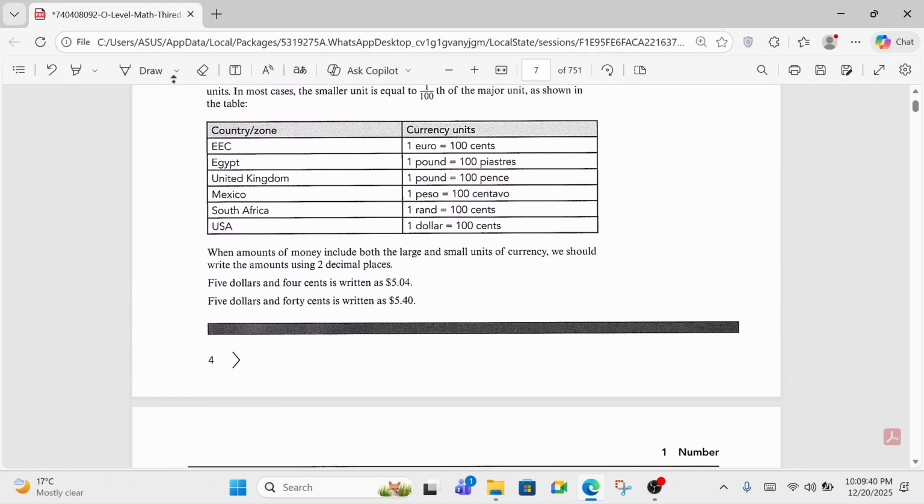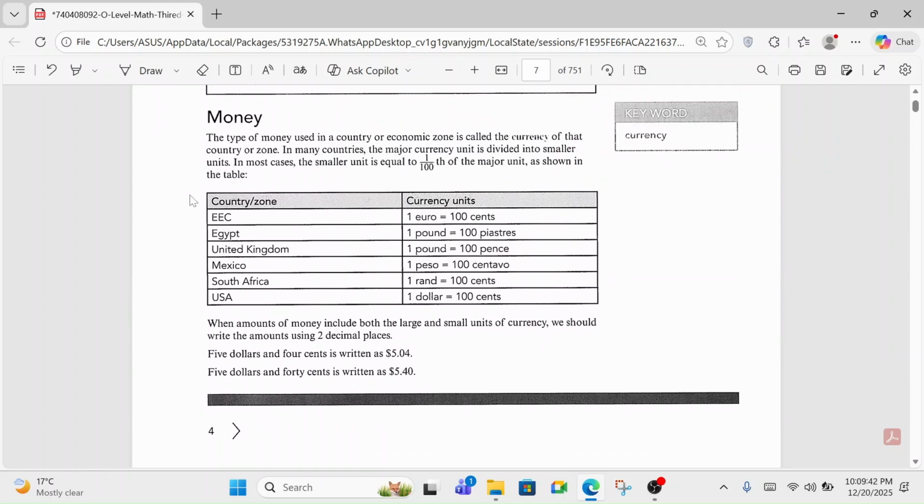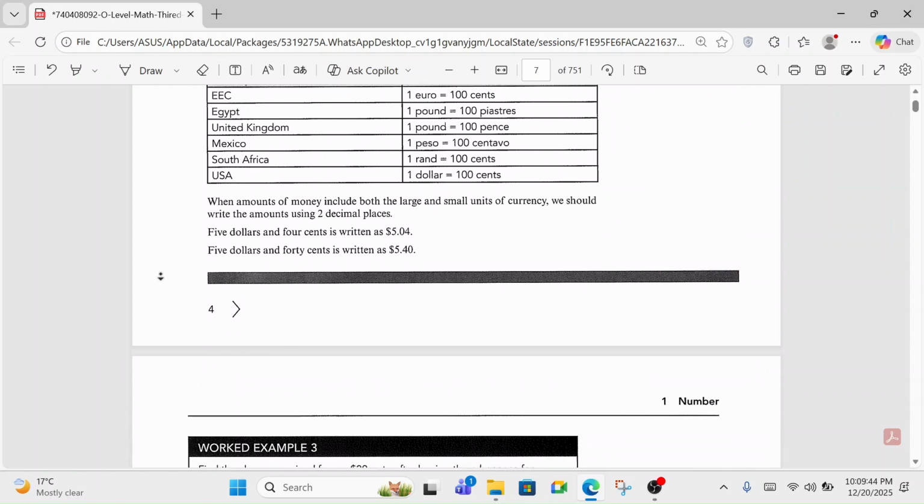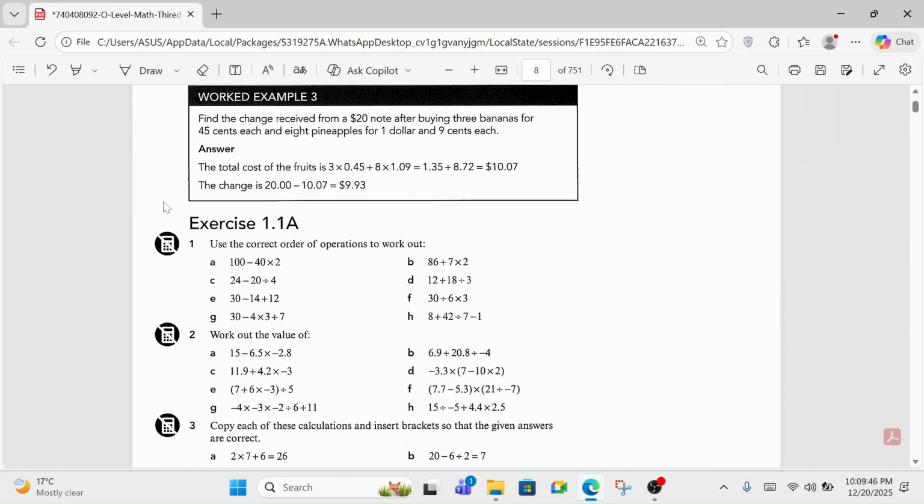But if you feel like, you can pause the video and check it out. Okay, let's move to work example number 3. This is money related, but I'll solve it anyway. Find the change received from a $20 note after buying 3 bananas for 45 cents each and 8 pineapples for $1.09 each.